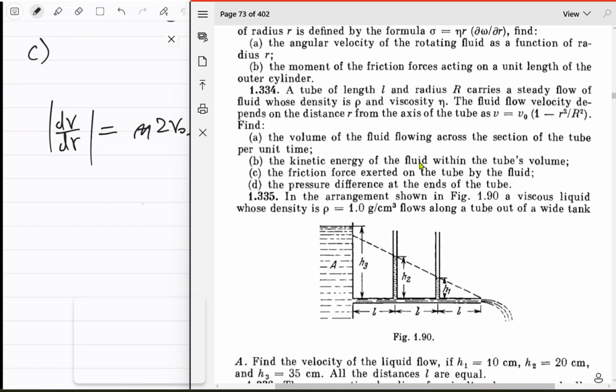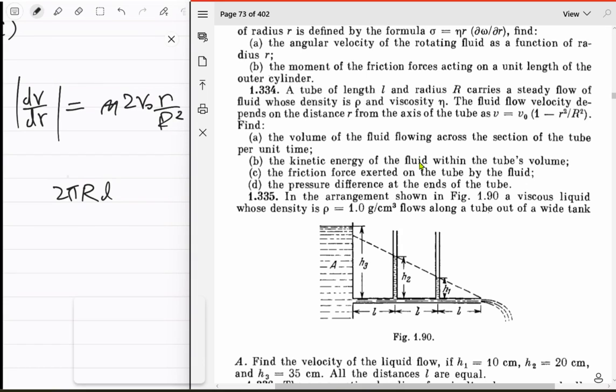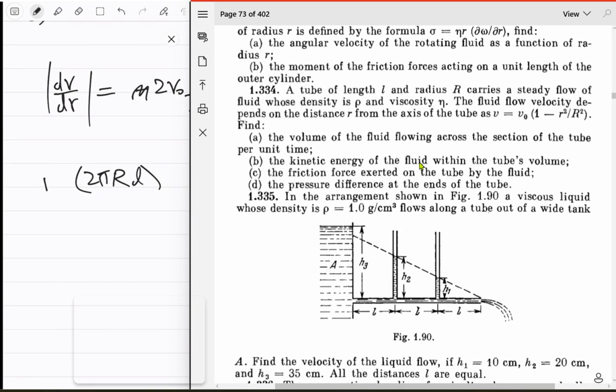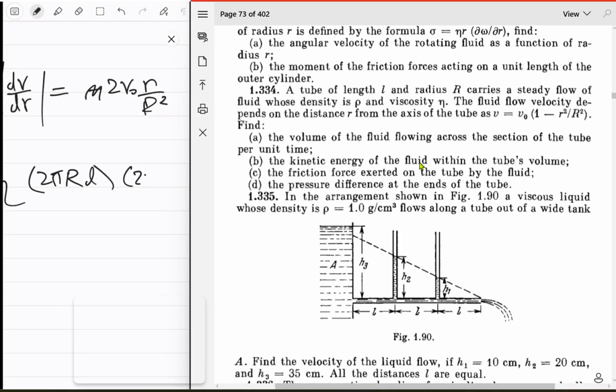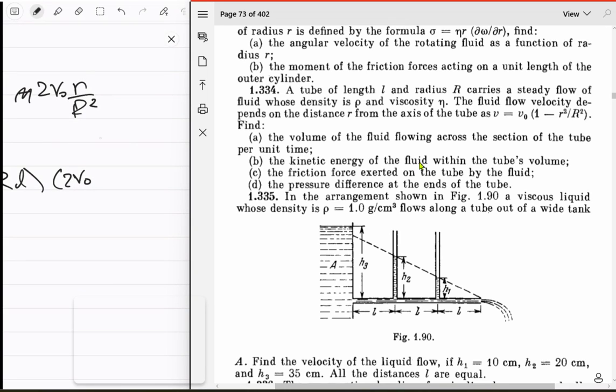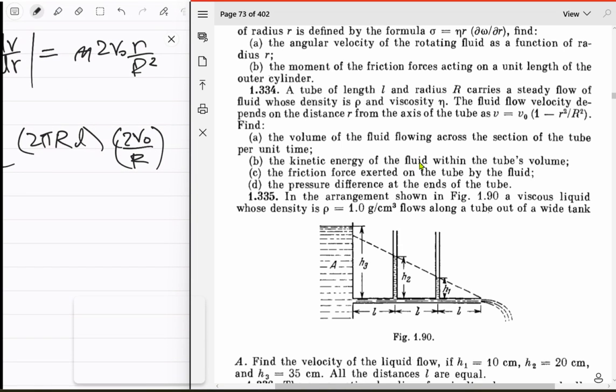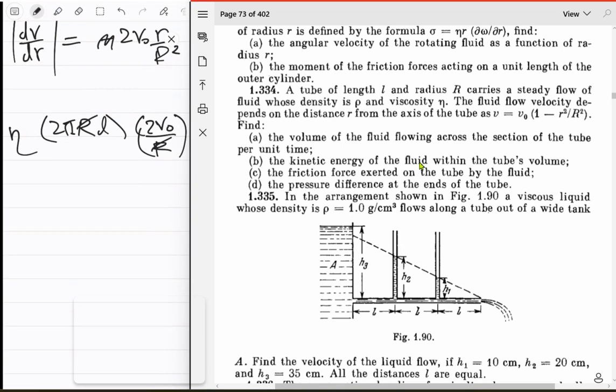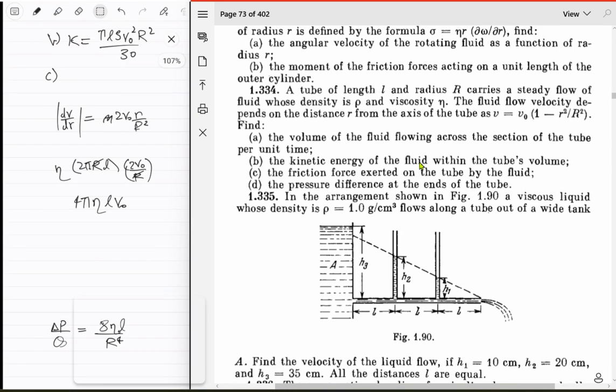So our force will just be what? 2 pi R L, capital R L, right? That's our area, times viscosity, times the velocity gradient, which is just this thing. So 2 v naught r with r equal to capital R, right? So just 2 v naught upon R. Yeah. Some stuff cancels, just 4 pi eta L v naught, right? And what do you want? Yeah, just that much.